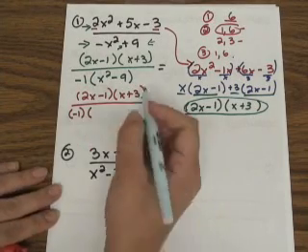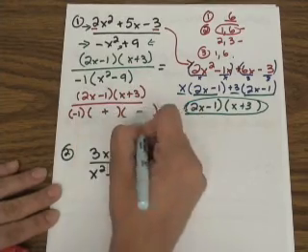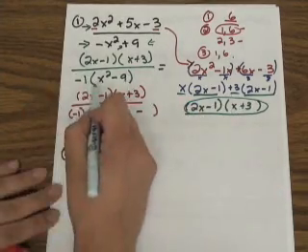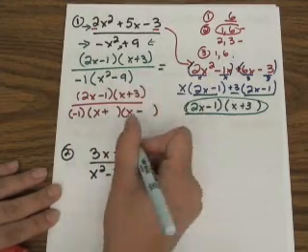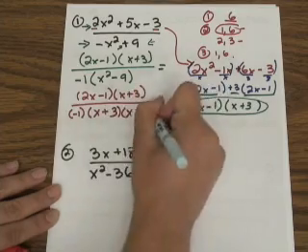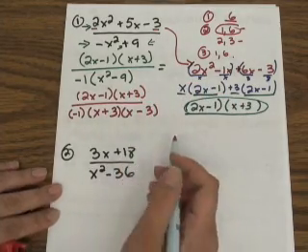And the way that you factor the difference between two squares is, you know that the answer is going to have 1 plus and 1 minus, and 2x squared can only be found by multiplying x times x, and 9 can be found by multiplying 3 times 3. So now I have factored the numerator and factored the denominator.